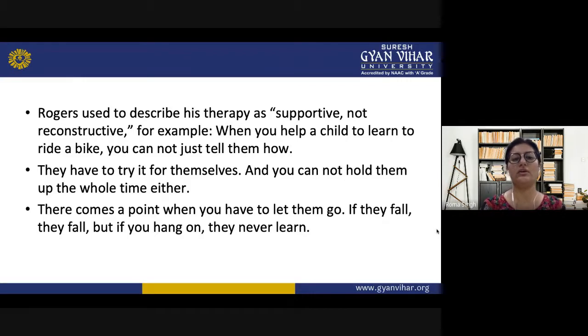You should be motivated more to find out about yourself, and you cannot hold them up the whole time either. There comes a point when you have to let them go. If they fall, they fall. But if you hang on, they will never learn.